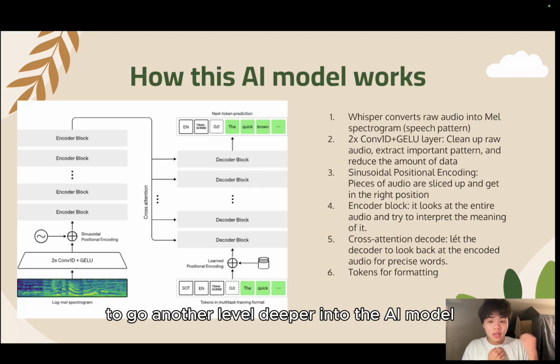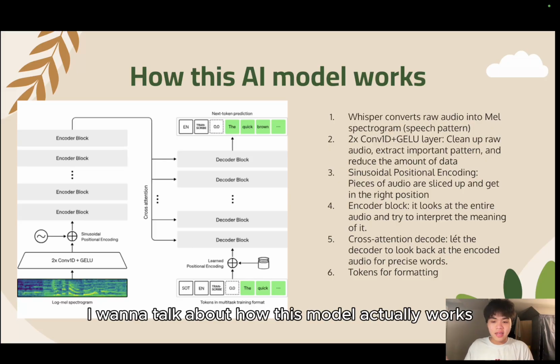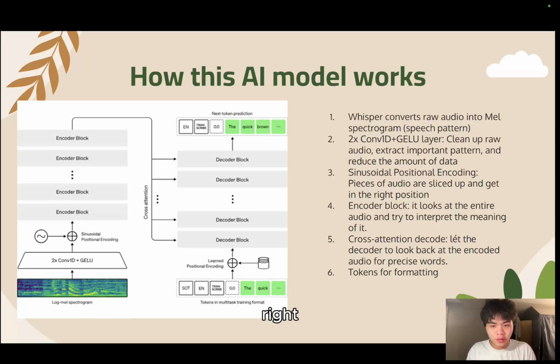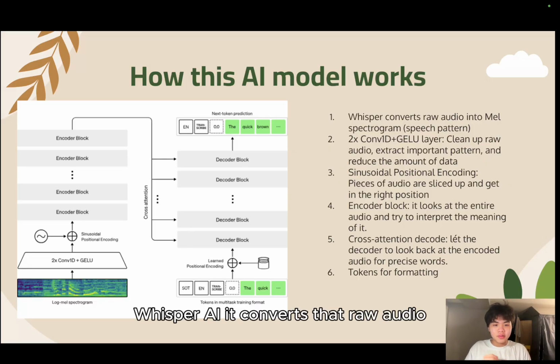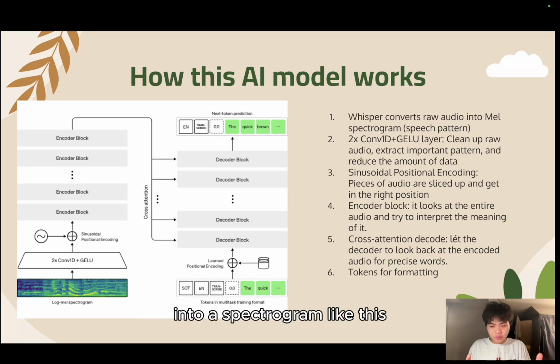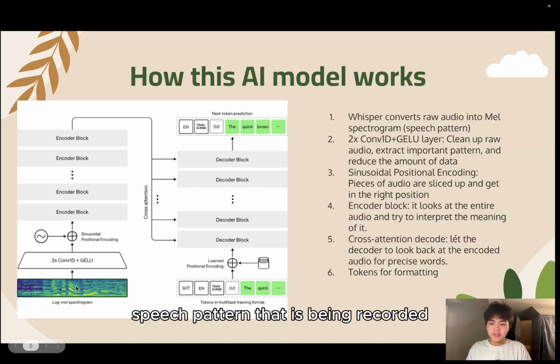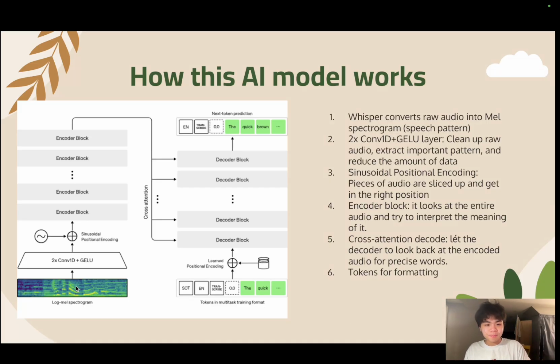To go another level deeper into the AI model, I want to talk about how this model actually works. Your voice is being recorded into the microphone, right? Whisper AI converts that raw audio into a spectrogram like this. A spectrogram is basically just a speech pattern that is being recorded.